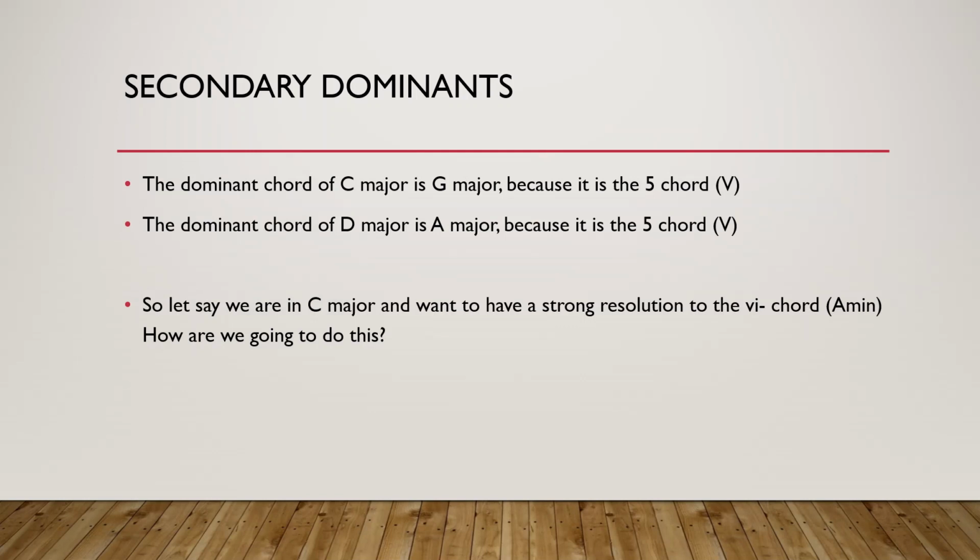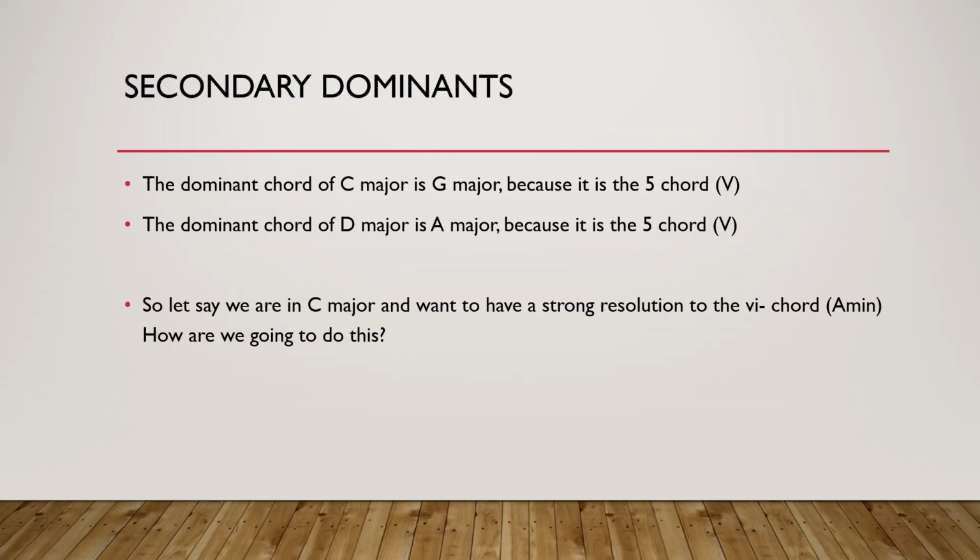The dominant chord of C major is G major because it's the 5 chord, right? And the dominant of D major will be A major because again it's the 5. And the dominant of F major will be C because again it's the 5. So let's say we are in C major and want to have a strong resolution, but not to the C major chord itself, to the 1 chord, but to the 6th chord, to A minor.